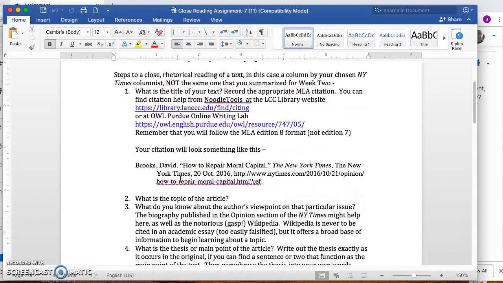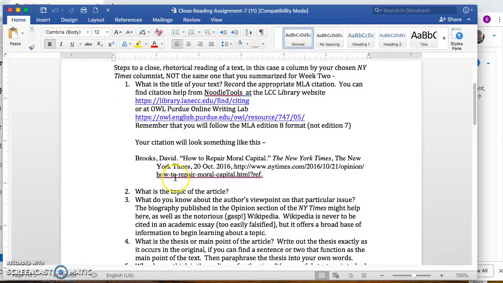I've given you an example of what it would look like. This should be double-spaced, of course, but the name of the author, the title of the article in quotation marks, not italicized, the title of the newspaper it appears in, New York Times, italicized, the date, and the URL.